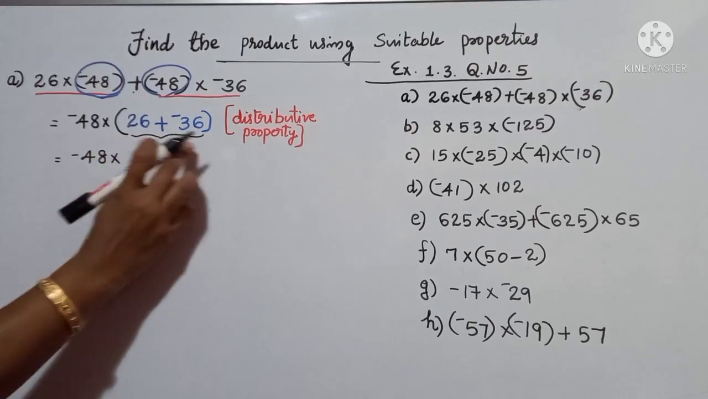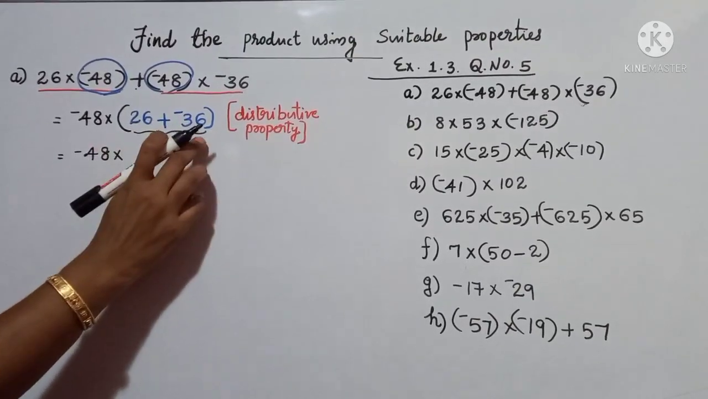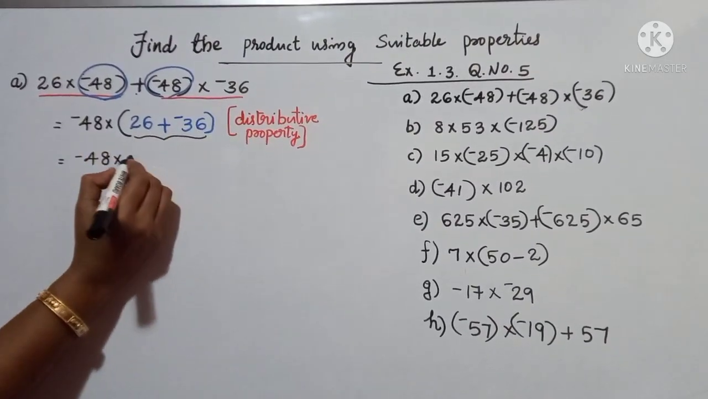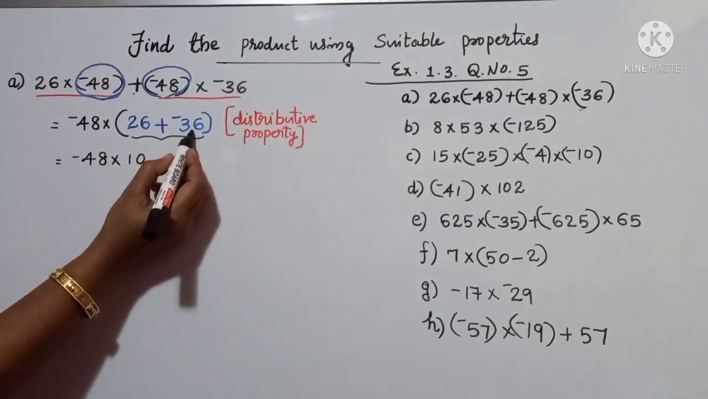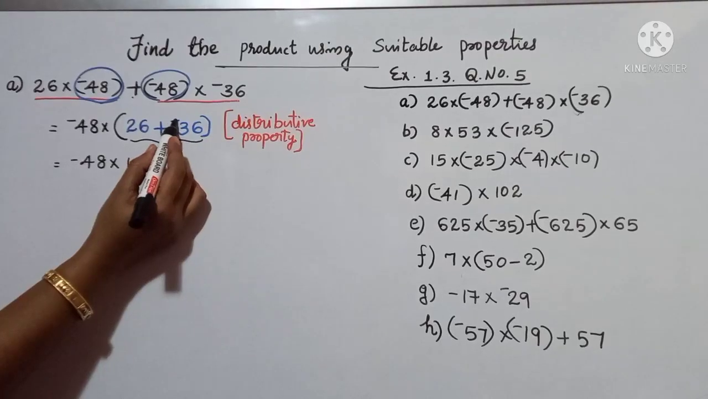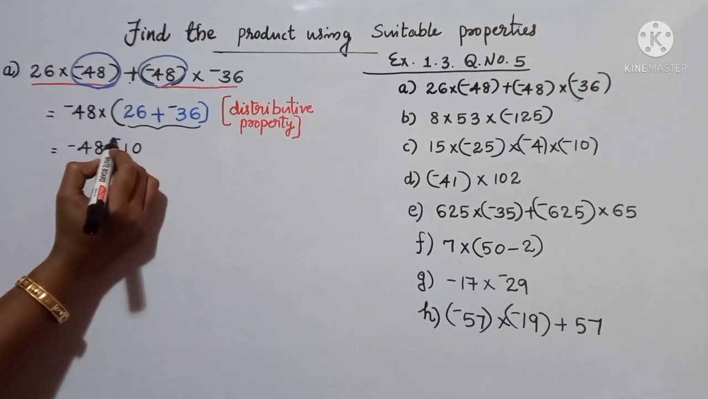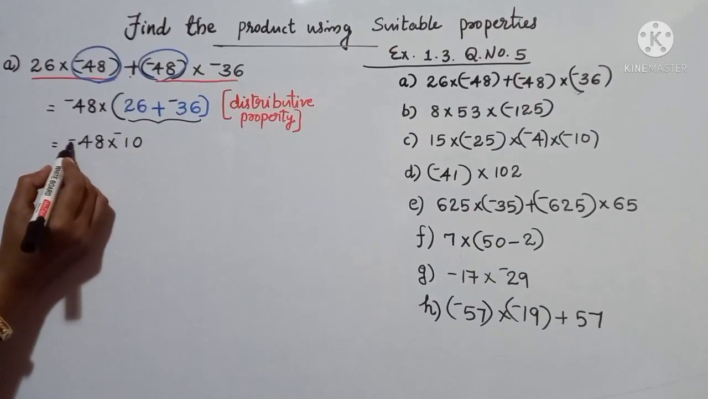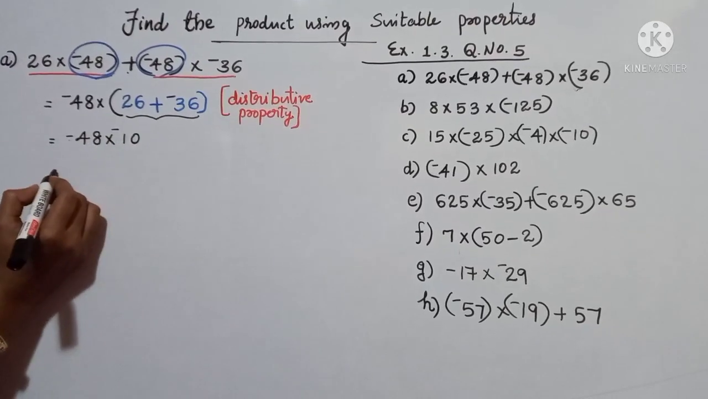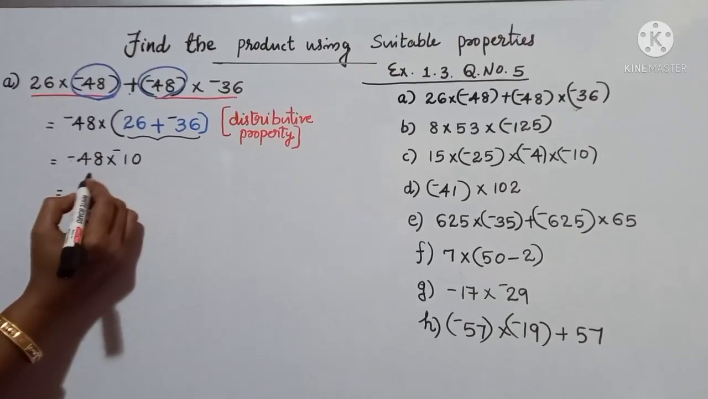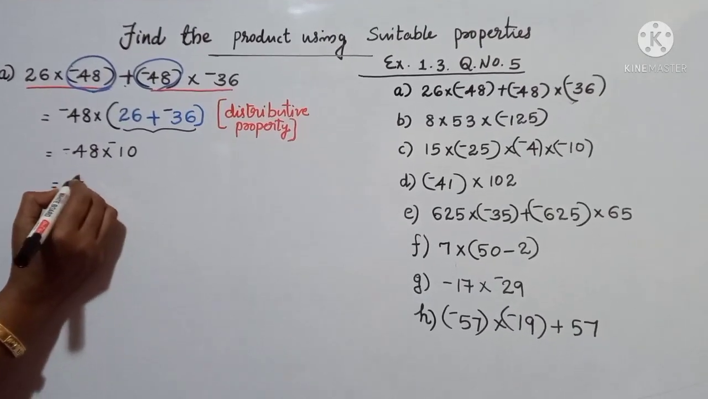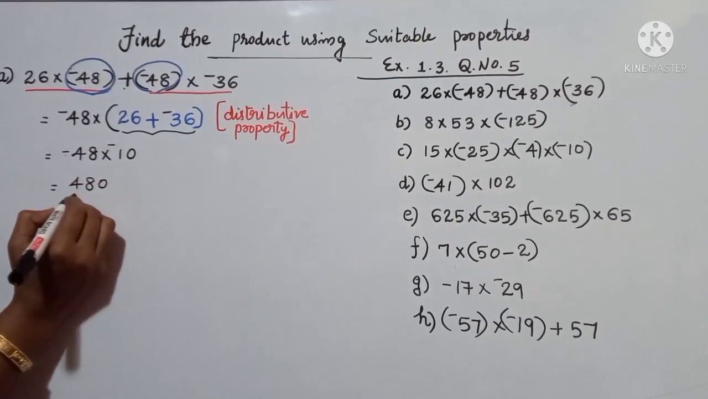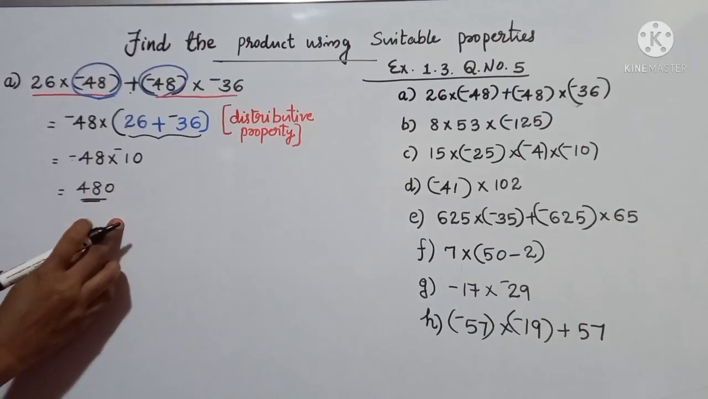One is positive, one is negative. Find the difference between 36 and 26. What is it? 10. Which is larger, 36 or 26? 36 is larger than 26 with a minus sign, so give a minus sign here. Now look, here it is minus, here also minus. So the product of two negative integers is a positive integer, and 48 into 10 is 480. Simply we have got the answer 480.